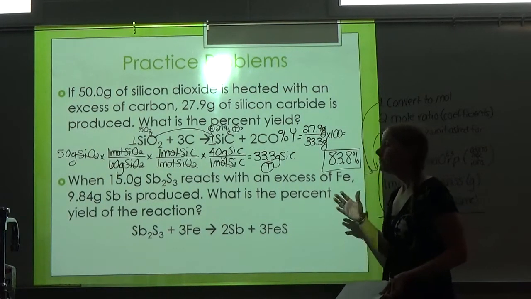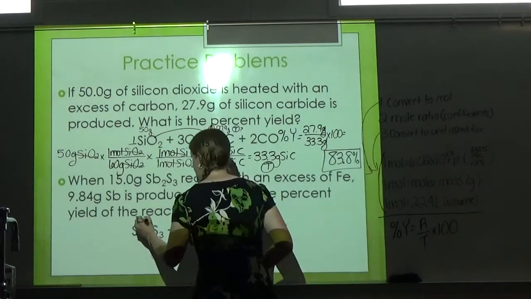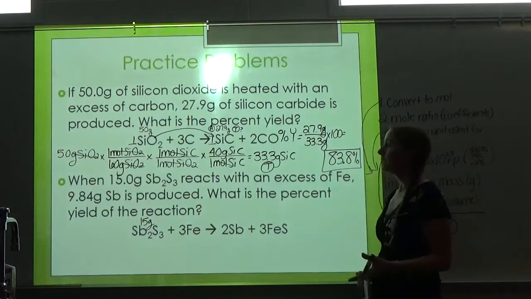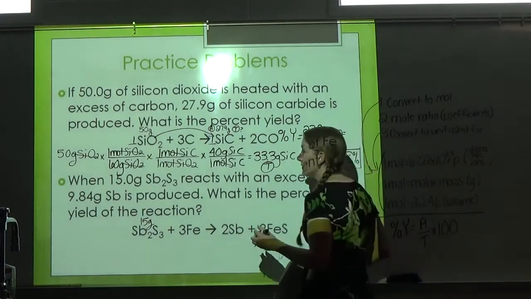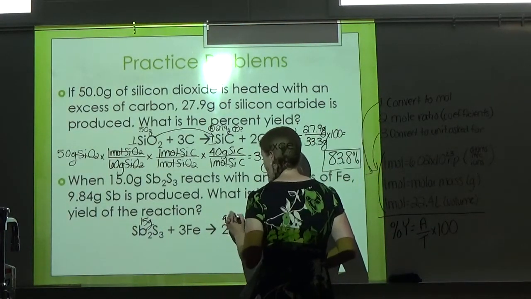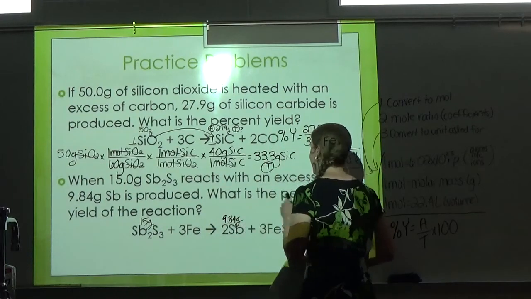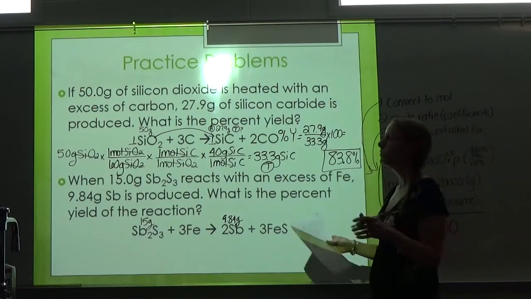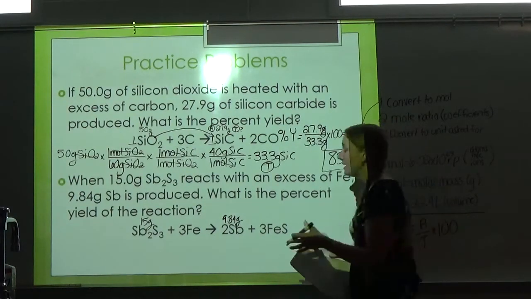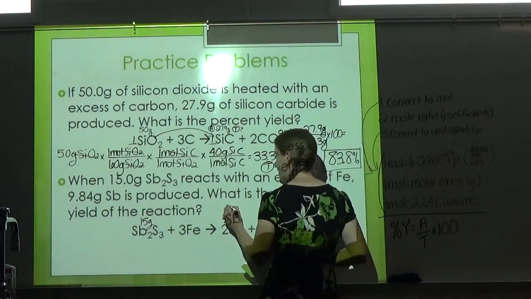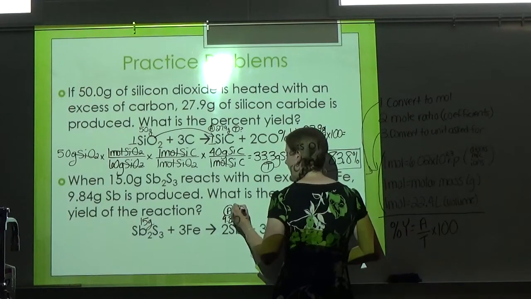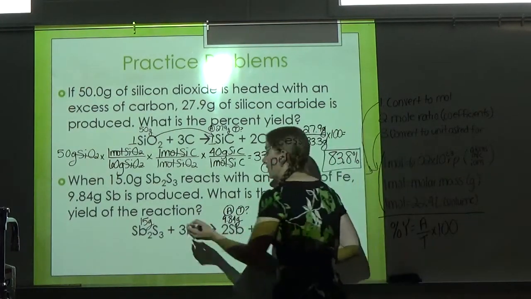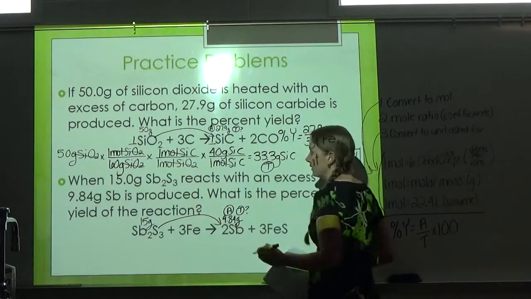So it says, when 15 grams of Sb2S3 reacts with an excess of iron, 9.84 grams of antimony is produced. What is the percent yield of the reaction? So again, I don't have to wonder, oh gosh, which one's the actual yield. A yield has to be a product. So this is my actual. I need to figure out what my theoretical is for Sb. So I'm going from here to here.